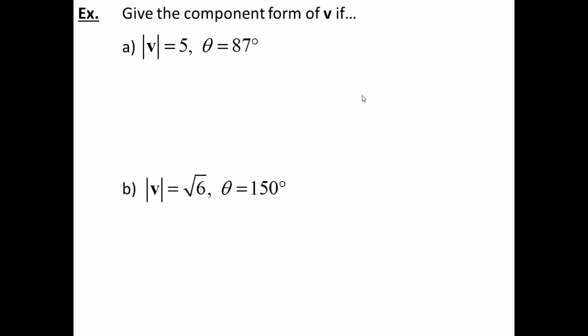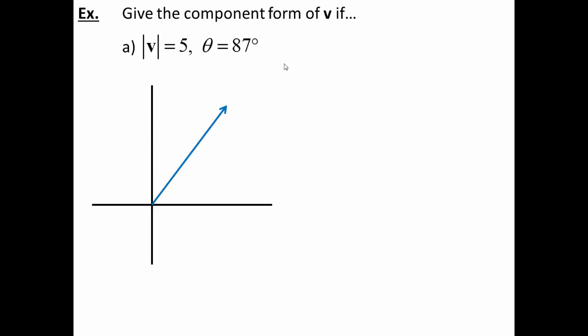Alright, so just like we do in any math concept, we've got to be able to work forwards and backwards. So let's give the component form of vector v if the magnitude of the vector is 5 and the angle is 87. Now, instead of me giving you the component and asking for magnitude and direction, I'm giving you magnitude and direction and asking for the component. Well, we're still going to be using basic right triangle trigonometry. We know that the magnitude is 5, we know that the angle is 87, and we know that there's an invisible right triangle hanging out right in front of us.